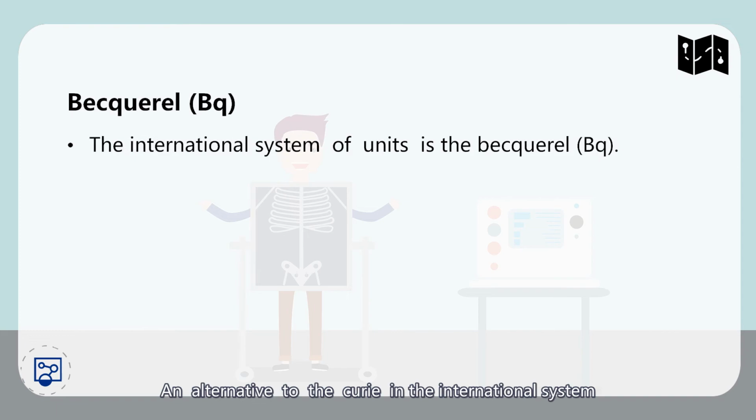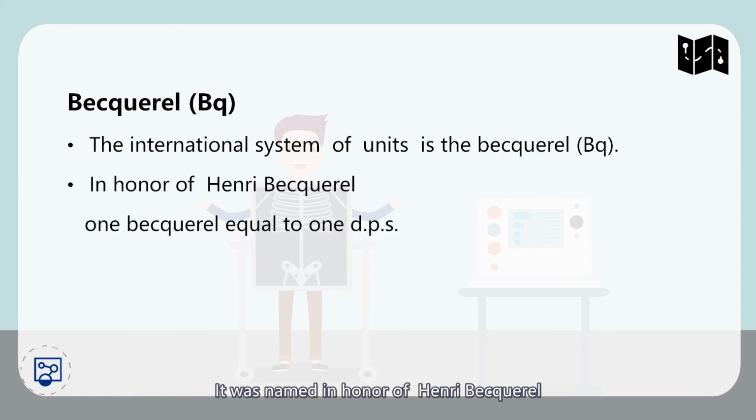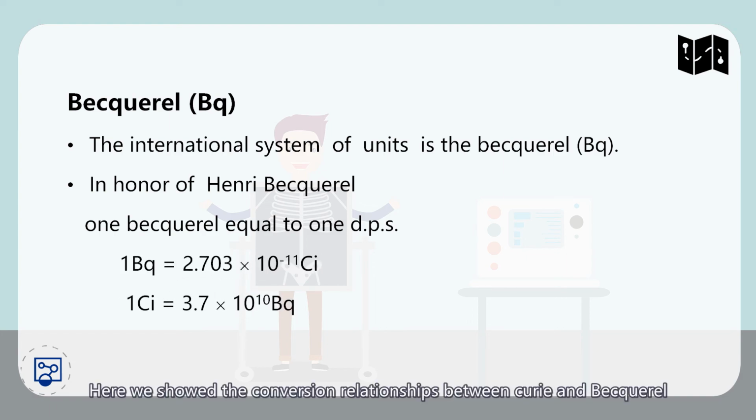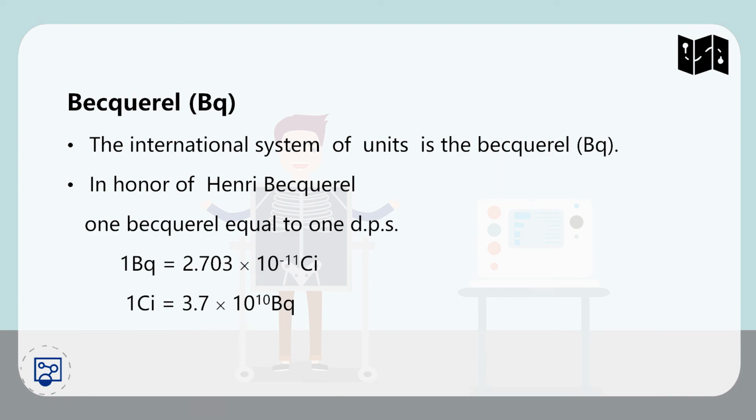An alternative to the Curie in the international system of units is the Becquerel. It was named in honor of Henri Becquerel, the first person to identify radioactivity in 1896. 1 Becquerel equals 1 DPS. So here we show the conversion relationship between Curie and Becquerel.